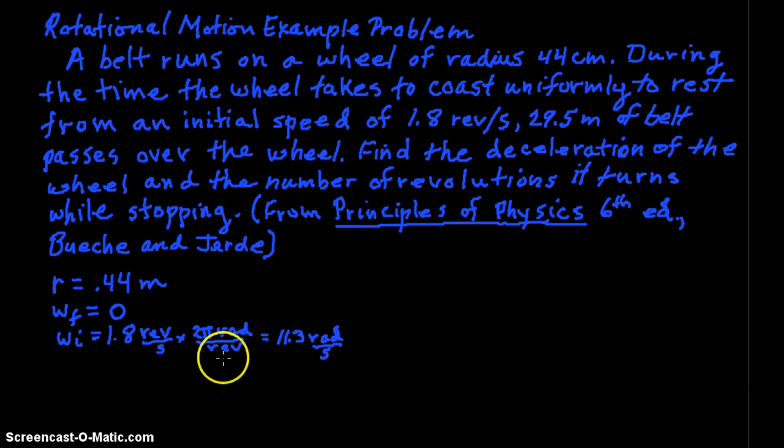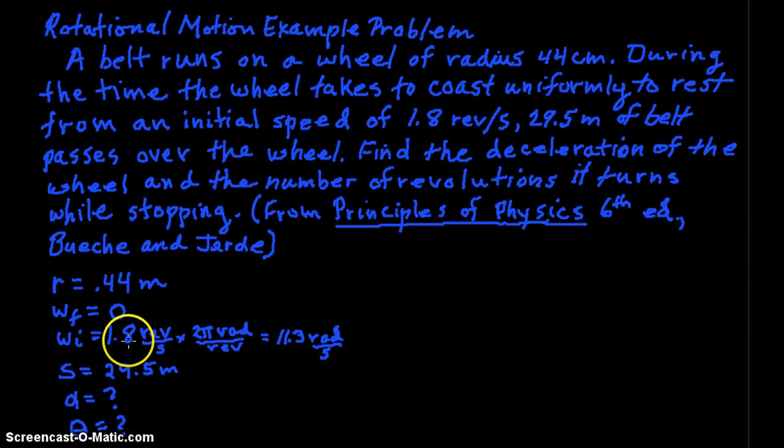And then it said 29.5 meters of belt passes over the wheel. So we can use the symbol S for that. And then they want to know the deceleration, which is alpha, the angular acceleration. That's a question mark. And then they want to know the number of revolutions it makes while stopping. So that's a question mark.